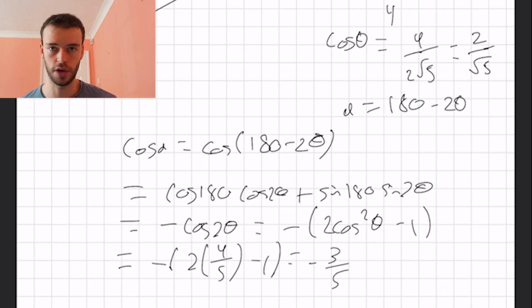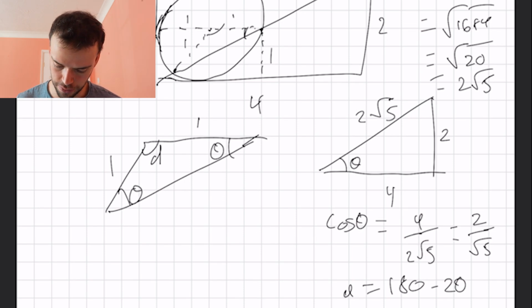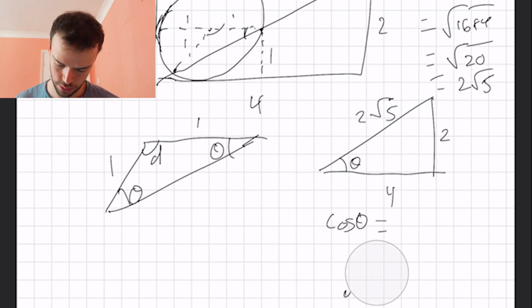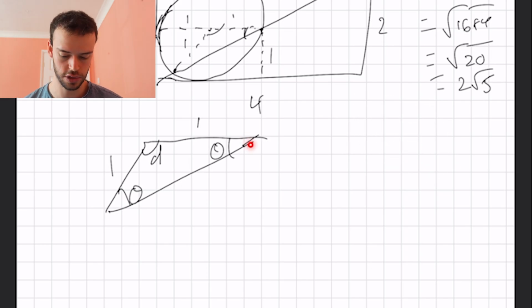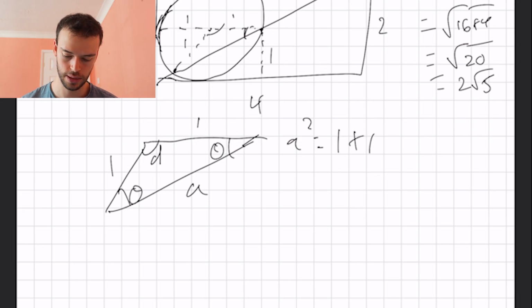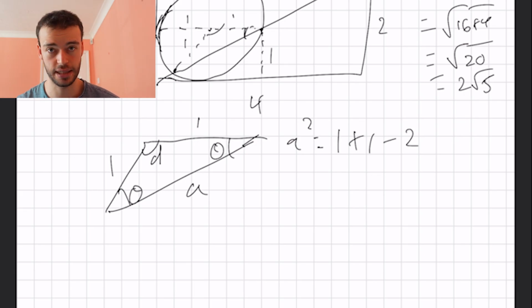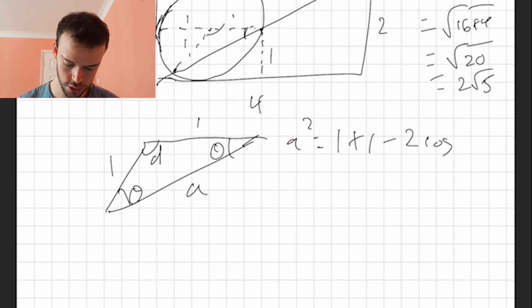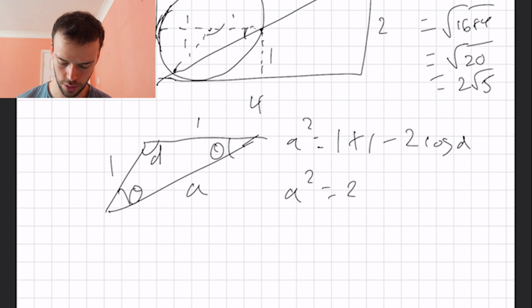And now we can use the cosine rule. So I'm just going to rub out some of this earlier working so I can have more space. Let's use the cosine rule on this triangle in order to find this length here. So let's call this length A. So A squared equals B squared plus C squared, so that's just 1 plus 1, minus by 2 lots of BC, which is 1, cos alpha. And we know what cos alpha equals. It equals minus 3 over 5. So we can substitute that into this. So A squared is going to equal 2 minus by 2 lots of minus 3 over 5.